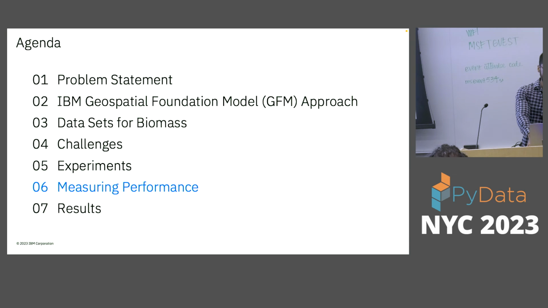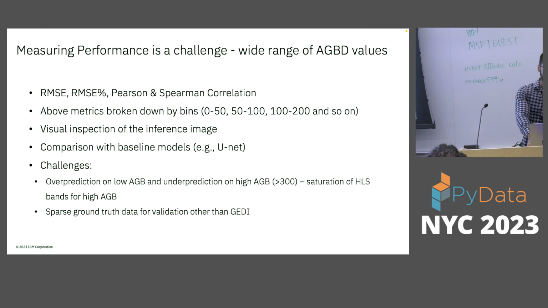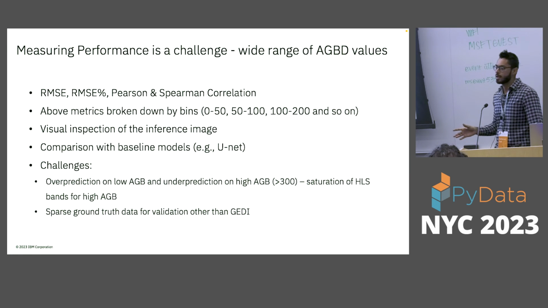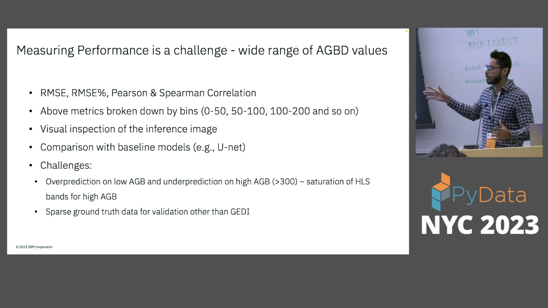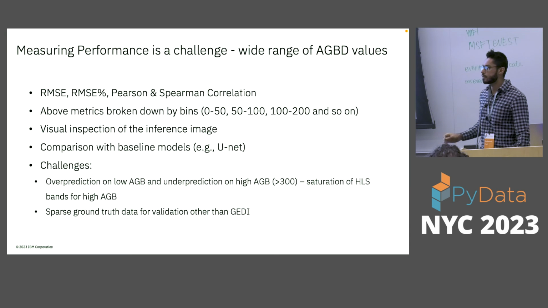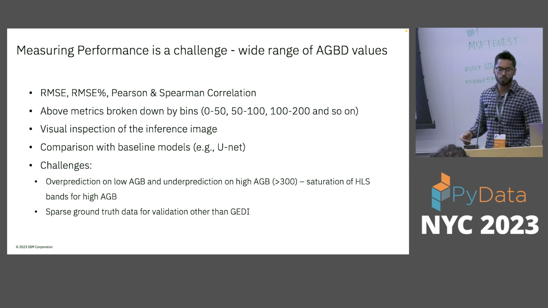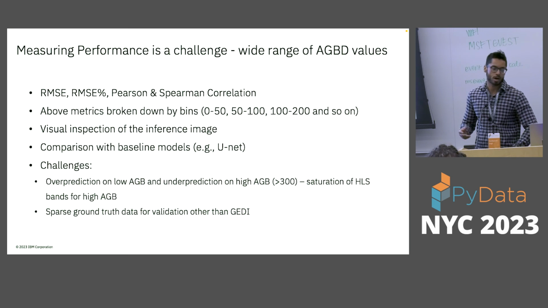Okay, so let's talk about how we measure the performance of these models. One major challenge with this problem is that it's a regression problem, first of all, and the range of values that biomass can take can be very large. For any area it can be 0 to 5,000 even. So it's very challenging to measure. In regression there are various metrics like root mean square error, RMSE, and RMSE percent or R square. We mostly focus on RMSE or RMSE percentage, and then we also have Pearson and Spearman correlation.